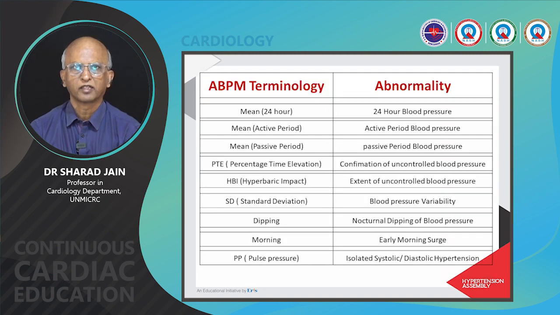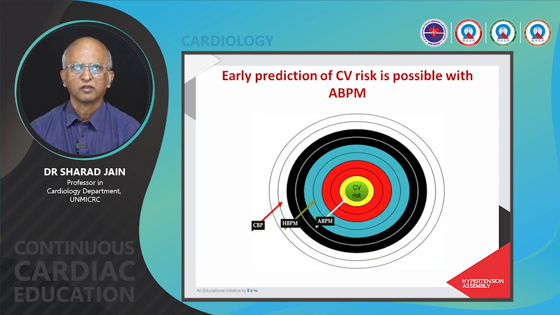So ABPM provides various parameters: the mean 24-hour, mean active period, mean passive period, hyperbaric effect, dipping, etc. So early prediction of CV risk is possible with ABPM. It is better than home blood pressure monitoring, and it is much better than clinical blood pressure monitoring. Thank you.